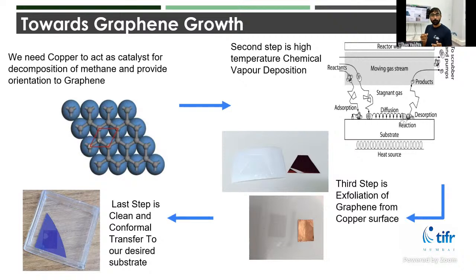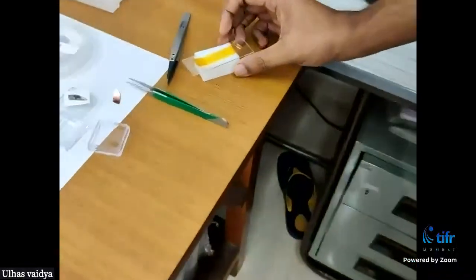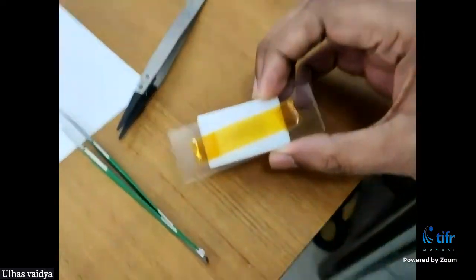Then we'll take this copper piece and put it into a CVD, which we call chemical vapor deposition. It's a high temperature technique through which we grow graphene itself. Then we exfoliate graphene from the copper surface. Here I have an example of exfoliated graphene from a copper surface.